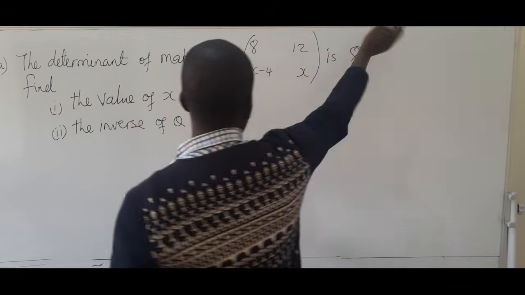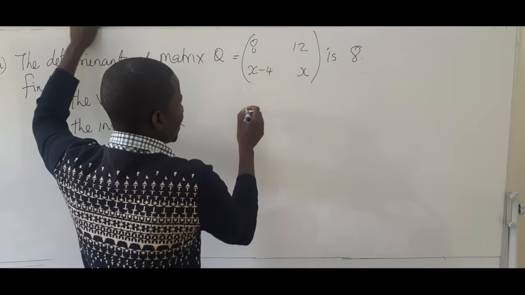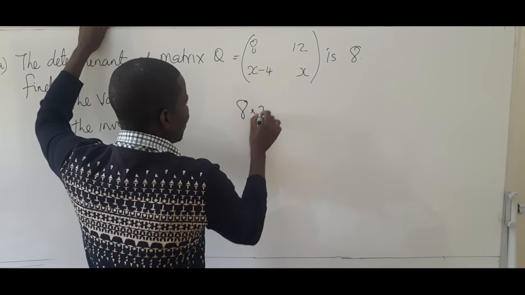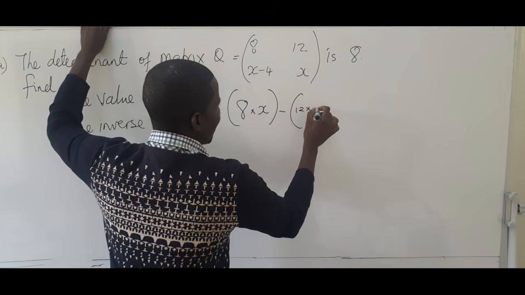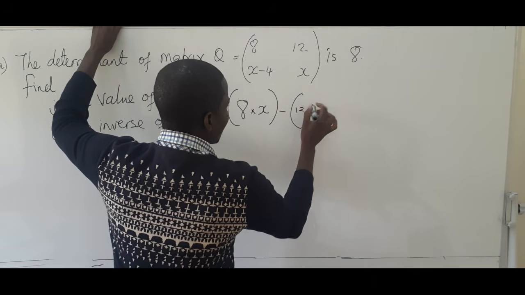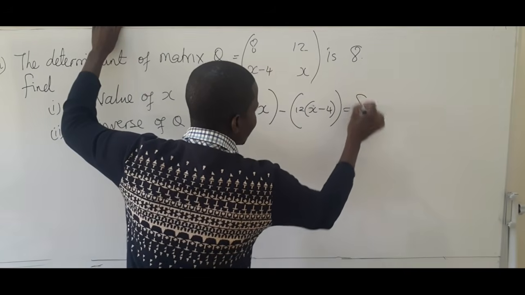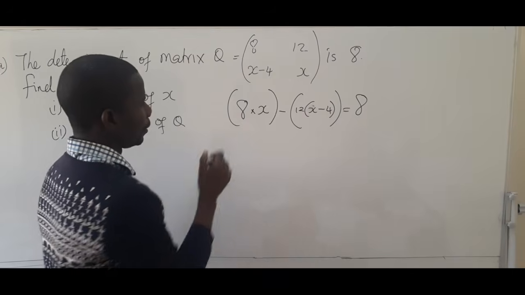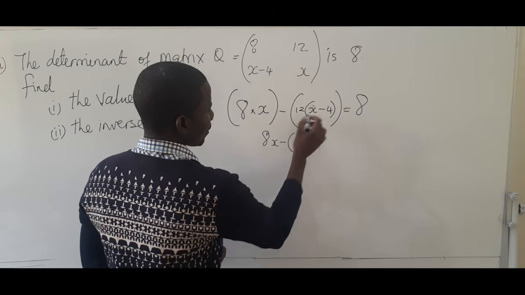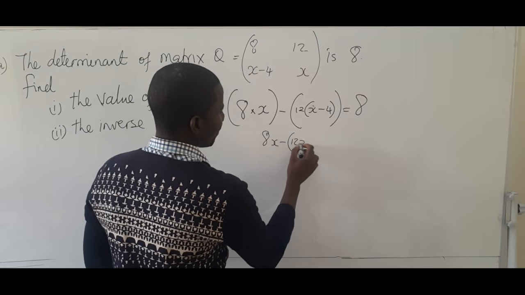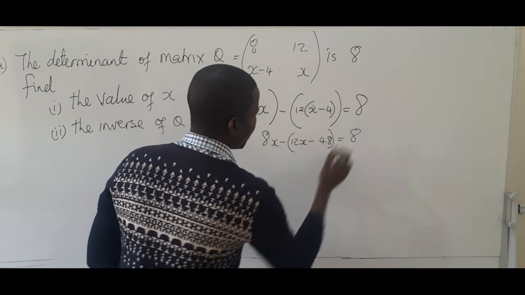How do we write the expression for the determinant? We find the product of the elements in the main diagonal, which is 8 multiplied by x, minus 12 multiplied by x minus 4. This must give us 8. So this is going to be 8x minus 12x minus 48 is equal to 8.